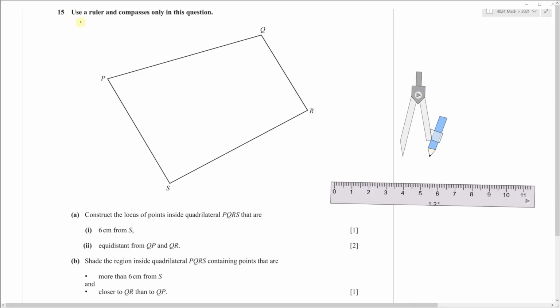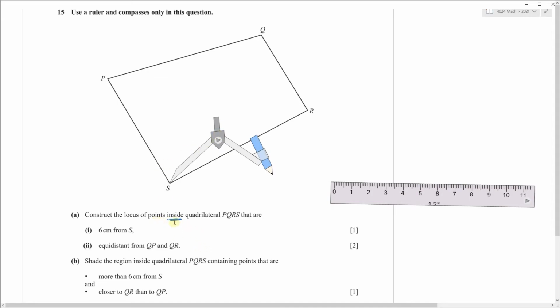Question number 15: use a ruler and compass only for this question. Part A: construct the locus of points inside quadrilateral PQRS that are 6 centimeters from S. The locus of points that are a fixed distance from another point is an arc. So I'll draw an arc with a radius of 6 centimeters. I'll use my compass here and open it up to 6 centimeters, and then place it on point S.